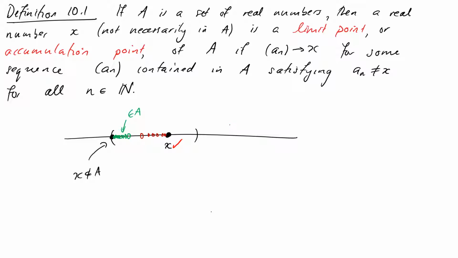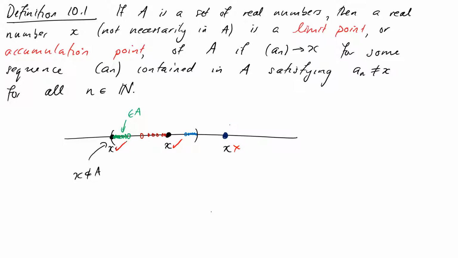What if I took a point off the end of the interval? That one gets a tick as well. Does this one get a tick? No, it does not, because there's no way I can build a sequence in A that converges to this value of x over here. So that one is not an accumulation point or a limit point. This is the idea behind these limit points: these are the values that we're allowed to take the limits at.